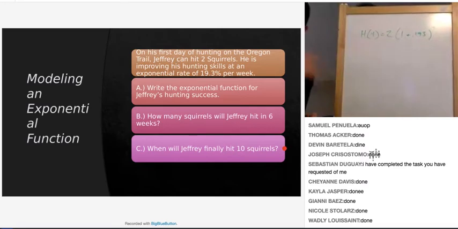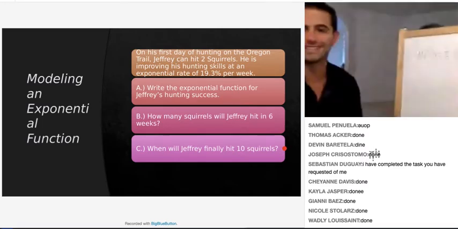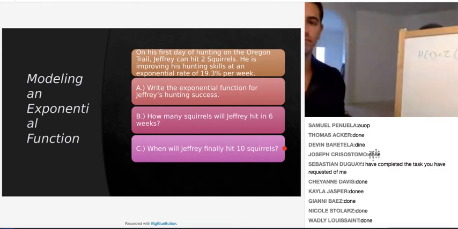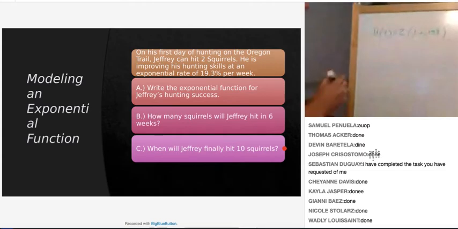Moving on. When will Jeffrey finally hit 10 squirrels? When will Jeffrey hit 10 squirrels? So now we're plugging in 10. Plugging in 10 right here.